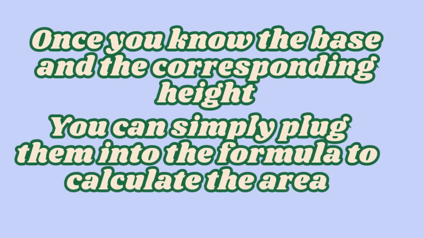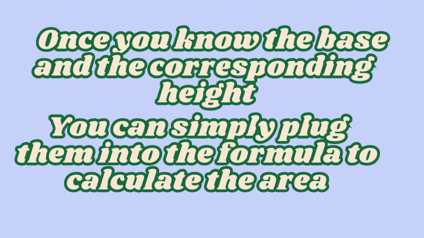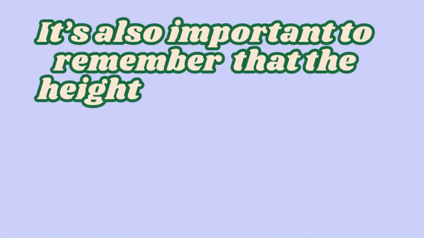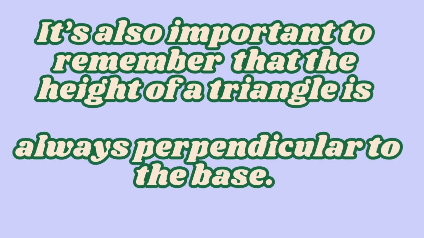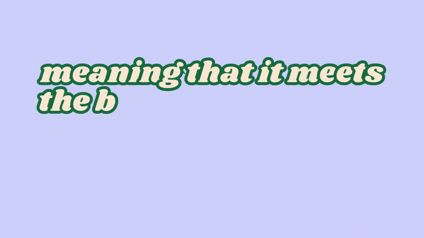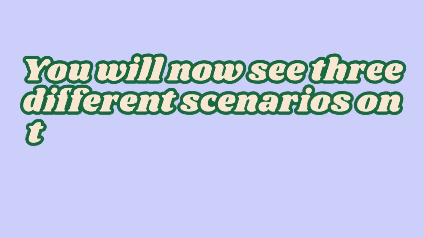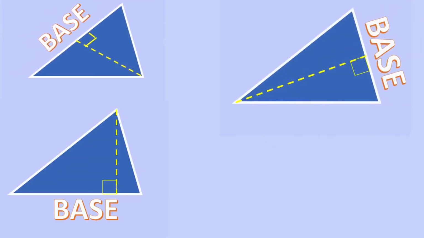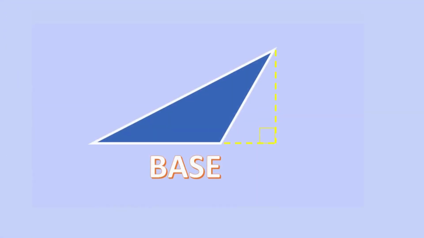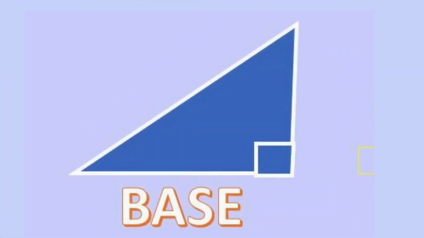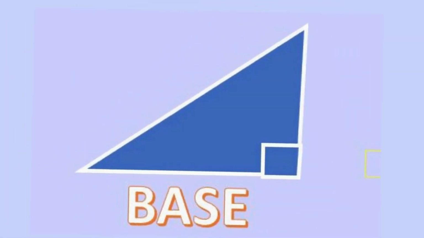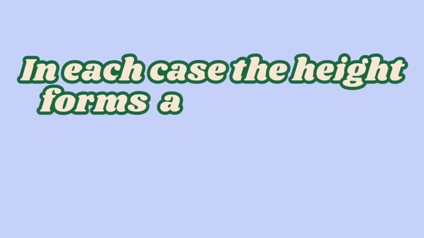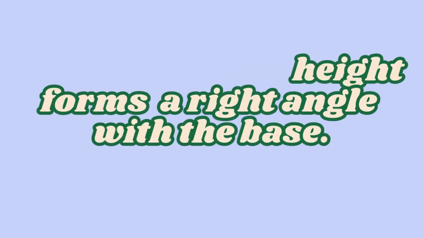Once you know the base and the corresponding height, you can simply plug them into the formula to calculate the area. It's also important to remember that the height of a triangle is always perpendicular to the base, meaning it meets the base at a 90-degree angle. You'll now see 3 different scenarios on the screen to help you visualize this: when the height is inside the triangle, when it is outside the triangle, and when it is one of the sides in a right-angled triangle. In each case, the height forms a right angle with the base.